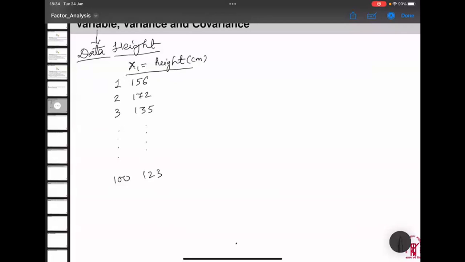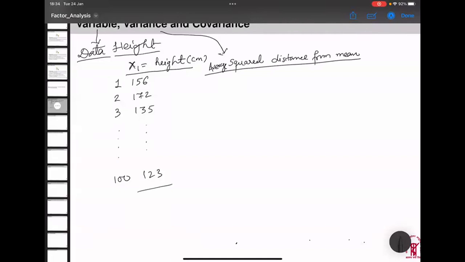Now this variable has a second term, which is the variance. So I tell you what variance is. Variance is nothing but the squared distance from the mean, and then you take the average of it. Average squared distance from the mean. So what does it mean? You simply take the average of all these 100 observations, which is nothing but adding up all these and dividing by 100. Say it comes out to be 140 centimeters. I am representing it by x1 bar. So the mean of the height of 100 students is 140 centimeters.